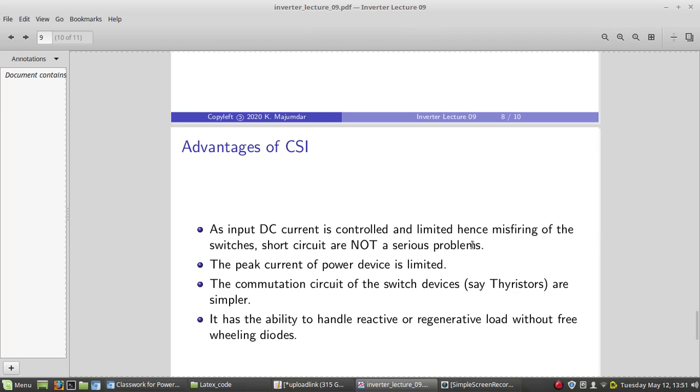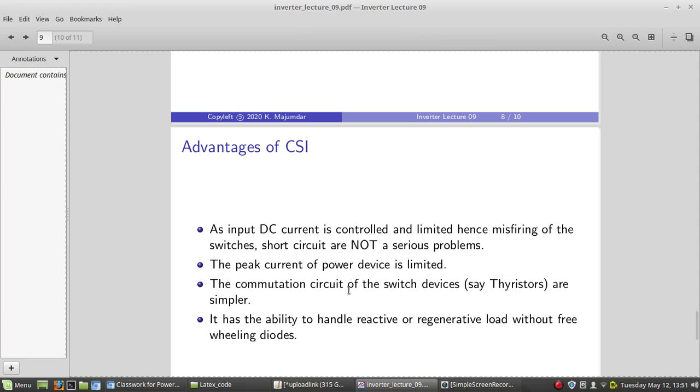You must not turn it on. There should be some blanking time. Now, second is that the peak current of the power devices is limited. As we know already, the current source always gives the same amount of current, so it is limited.